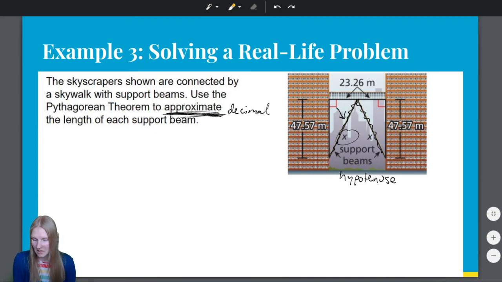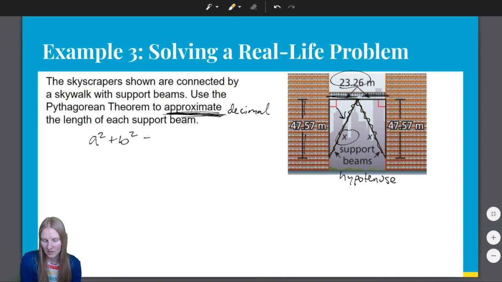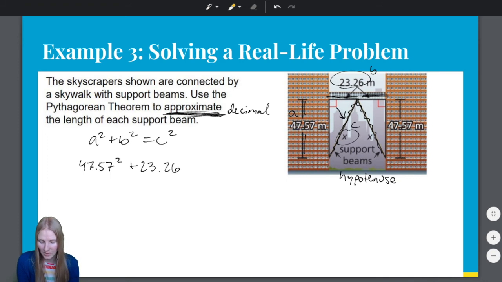Okay, then each of these sides are 23.26 meters, and each of the other sides is 47.57 meters. So, we know that a squared plus b squared equals c squared. The hypotenuse is c, and the other two sides are a and b. So we have 47.57 squared plus 23.26 squared equals x squared.